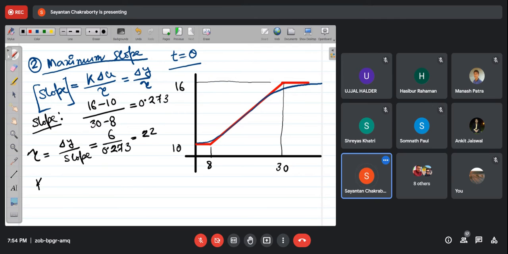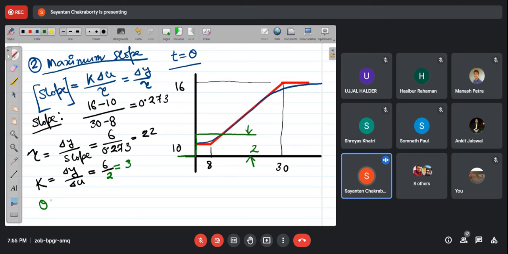And what about K? K will be delta y by delta u. So 6, and I have not written the delta u. I'm just drawing the input here. This is the input, the change in input, like this. At t equal to 0 there is a step change, and say this is 2 units. So delta u is equal to 2. So K will be 3.